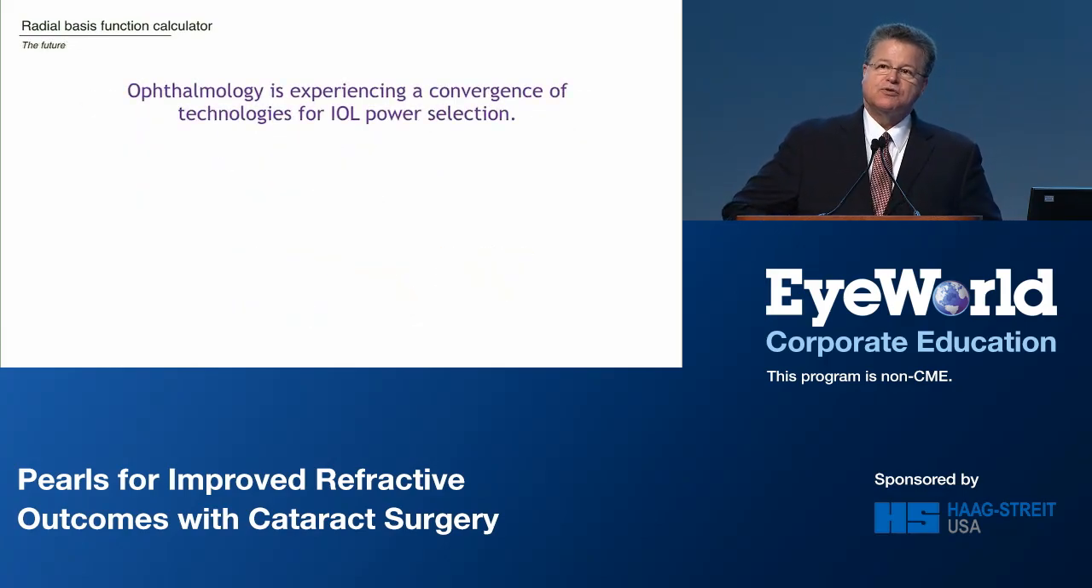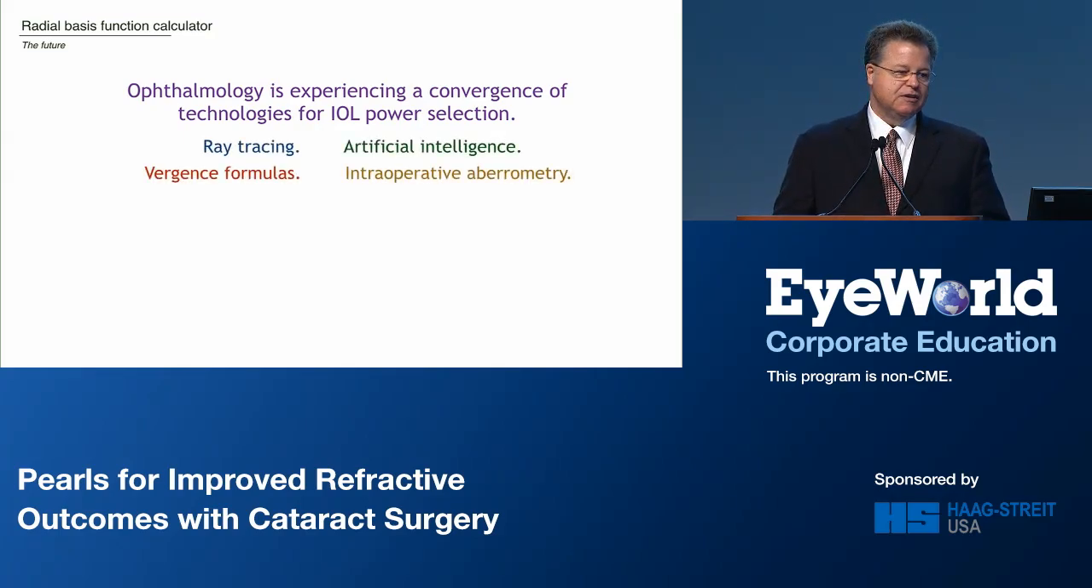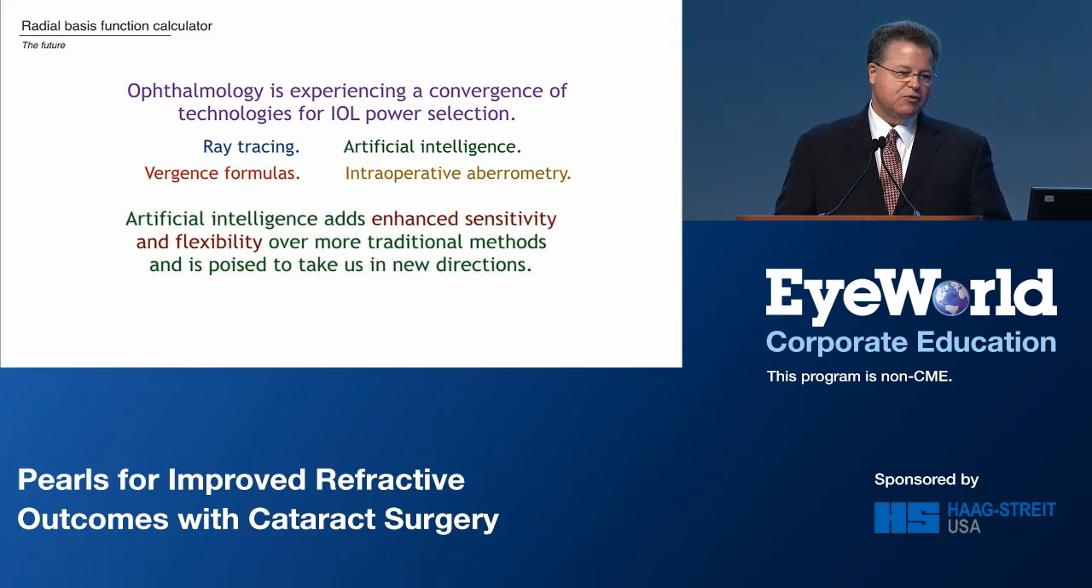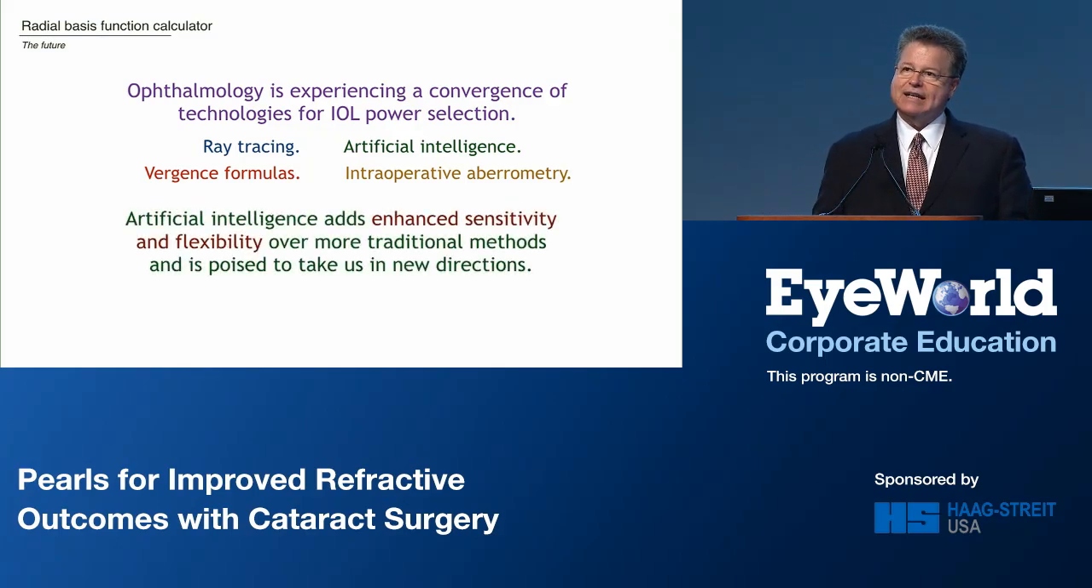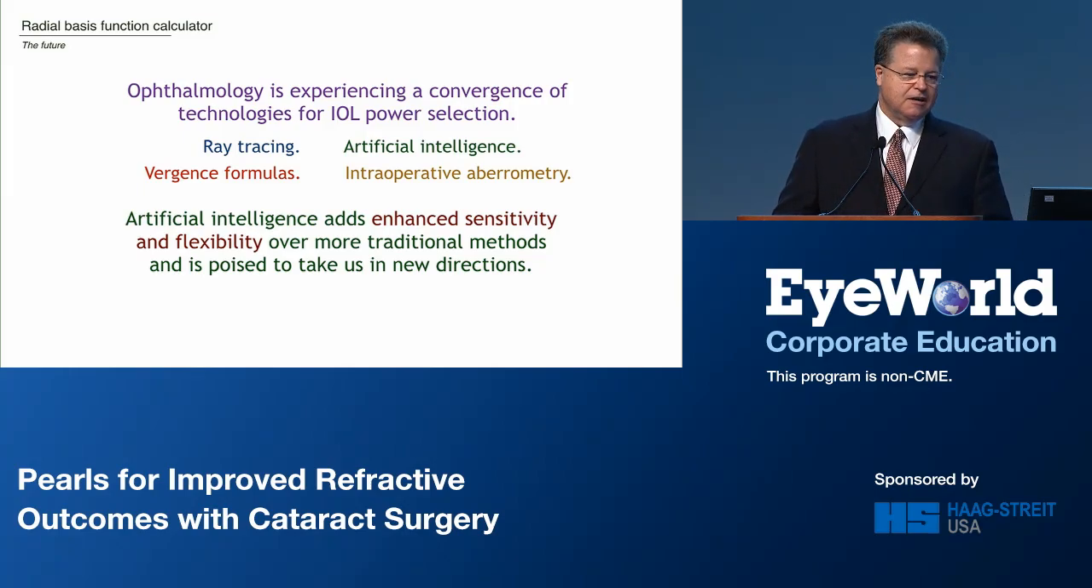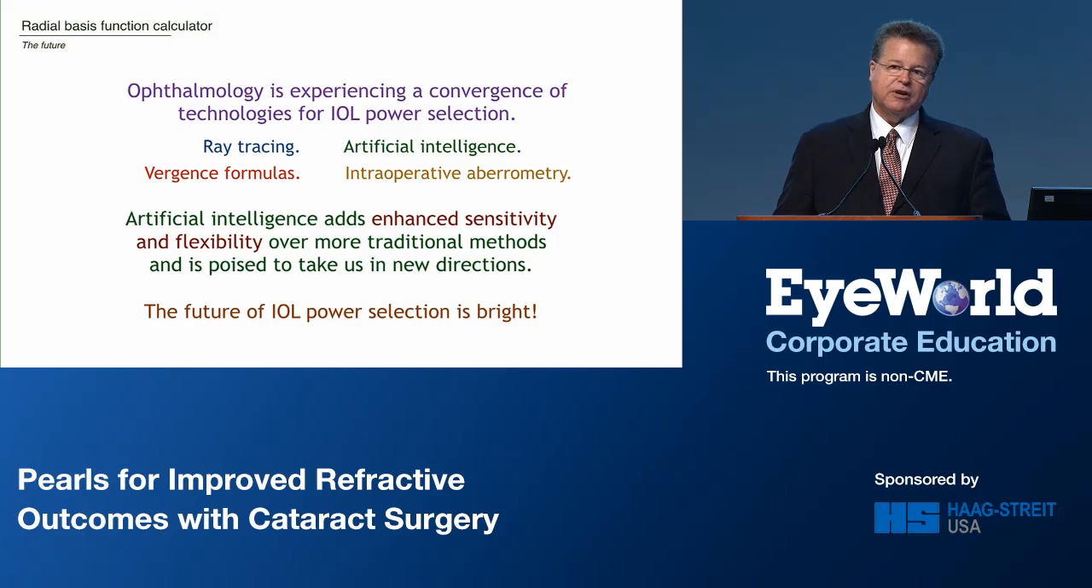So right now, ophthalmology is really at the convergence of technologies for IOL power calculation, ray tracing, convergence formulas, artificial intelligence, intraoperative aberrometry. But artificial intelligence has the enhanced sensitivity and flexibility over traditional methods to actually take us to the next level, especially if our calculation methods are better. And I think the future of lens power calculations is very bright, and this might be a large contributor to that. Thank you.